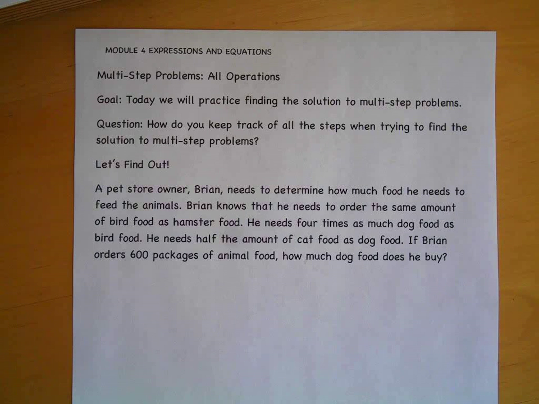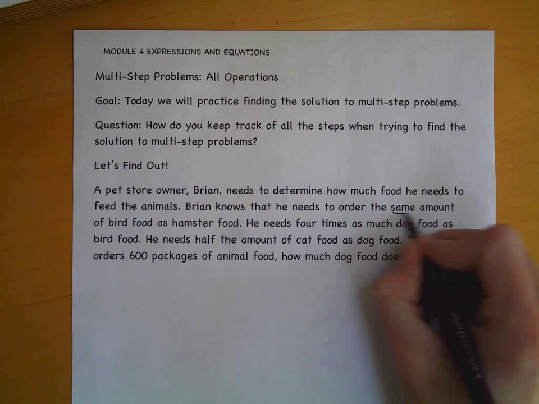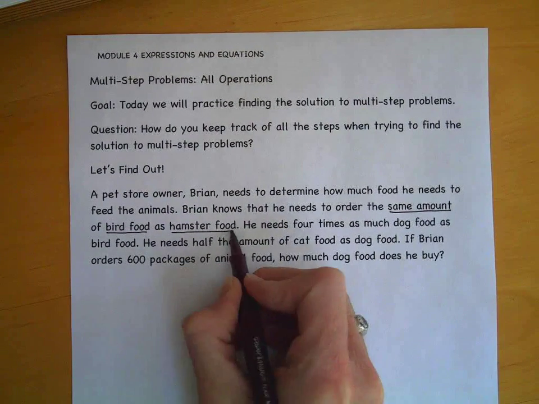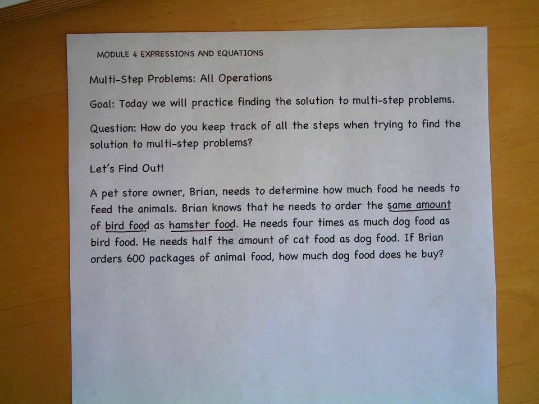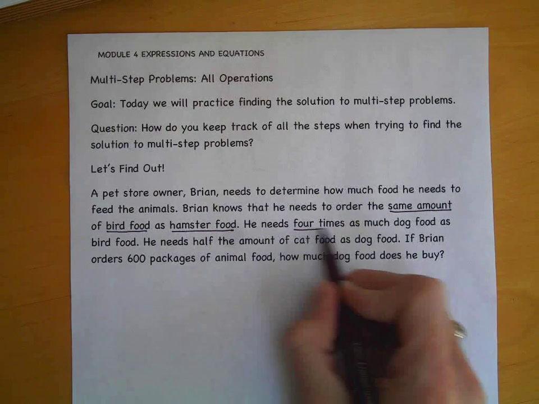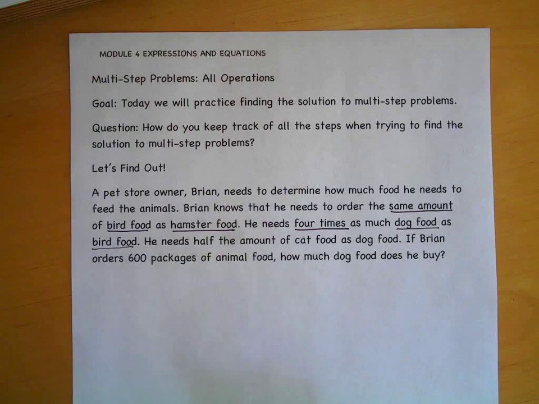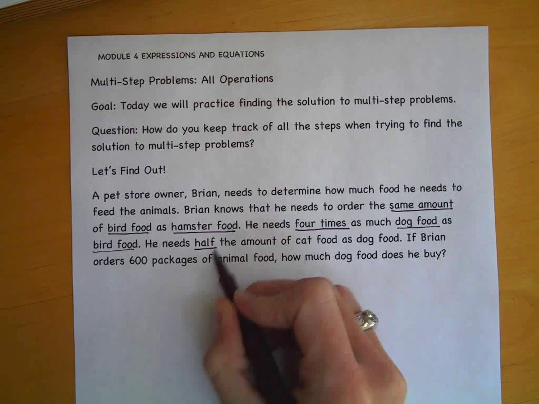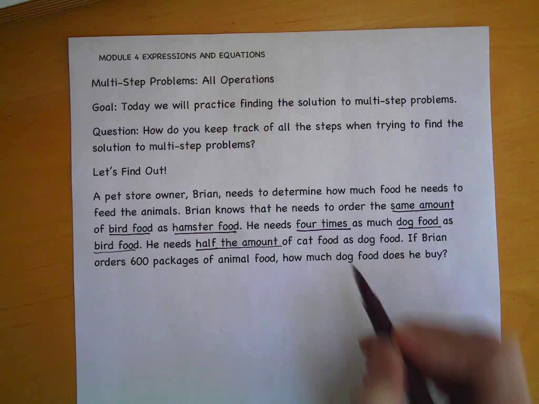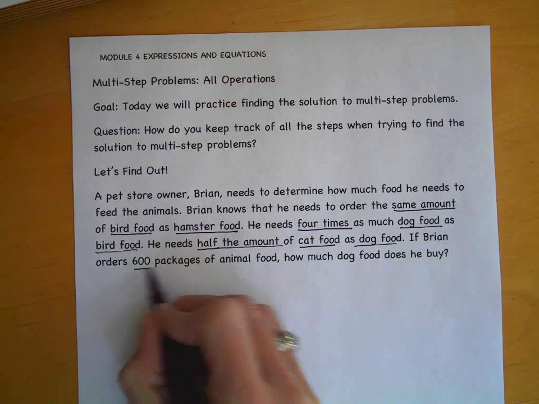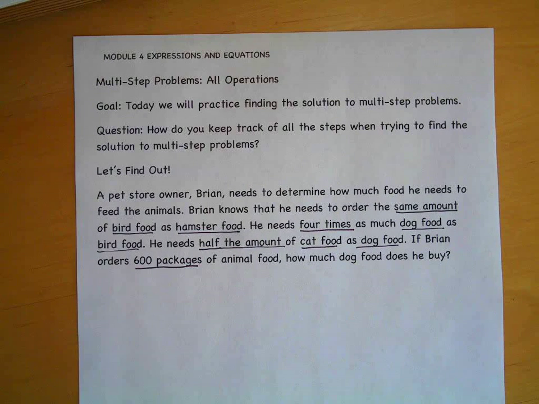Brian knows that he needs to order the same amount of bird food as hamster food, okay? He needs 4 times as much dog food as bird food, okay? And he needs half the amount of cat food as dog food, okay? If Brian orders 600 packages of animal food, how much dog food does he buy?